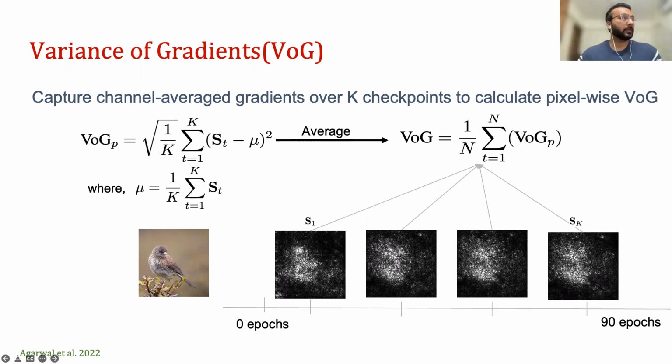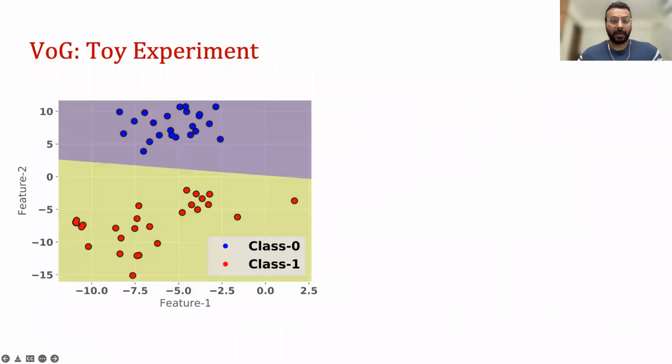Sure. Thanks. So I'd now like to briefly talk about a toy example that we used to motivate the importance of VOG. In this figure, you'll see we used a simple Gaussian dataset and trained a linear model. The yellow and purple are the 2 classes. All the blue and red points are correctly classified to both the classes, right?